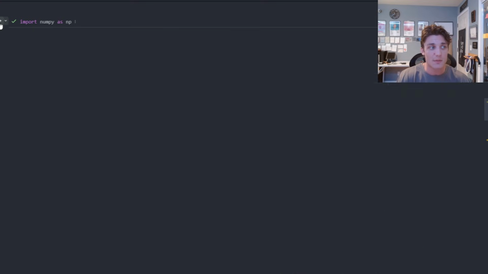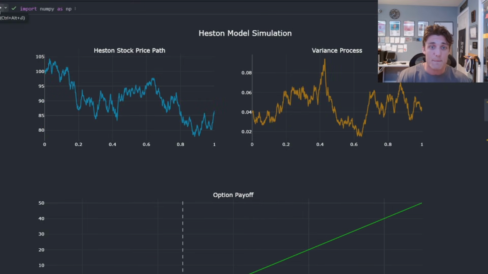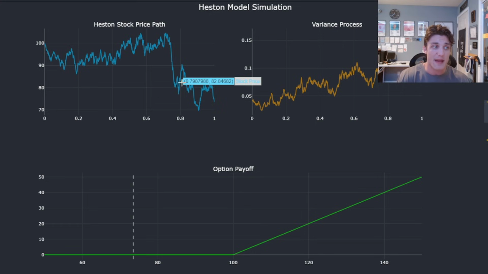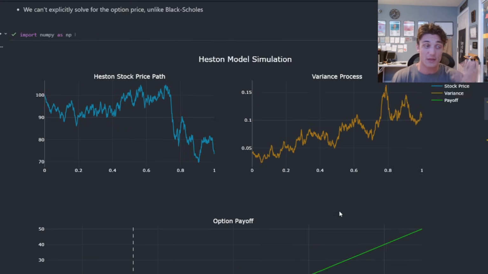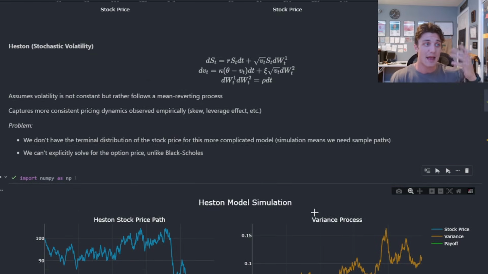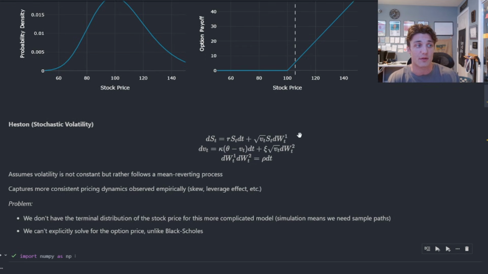And if I run this a number of times, you'll see that the option payoff is going to change based on where the stock price path ends. And if I did this 10,000, 100,000, a million times, then I could produce an approximate price. I can take the average of all these payoffs, just like I did above with Black-Scholes, and I can solve that expectation problem. I can tell you the fair value of the contract today based on the Heston model framework.